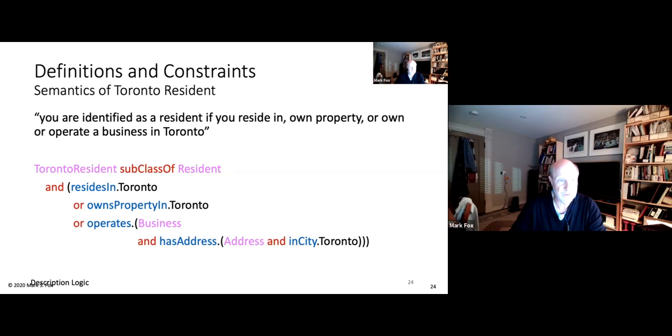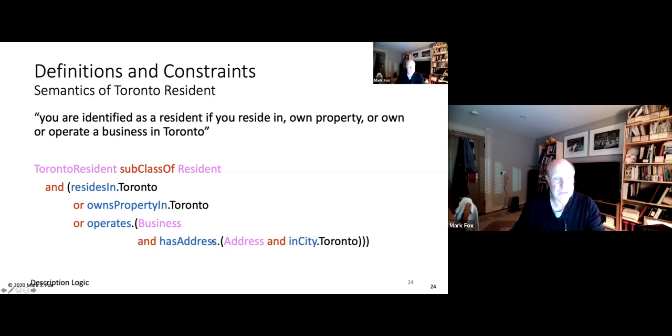At the definition constraints level, we have a better definition, which is created using our logical language. Here, we see a definition that a Toronto resident is a subclass of resident and resides in Toronto, or owns property in Toronto, or operates a business, and that business has an address, and the address is in the city of Toronto. So the difference here is we're now saying explicitly the definition of Toronto resident is that it's a subclass of resident, and all of these other things have to be true, and, or, and, etc.